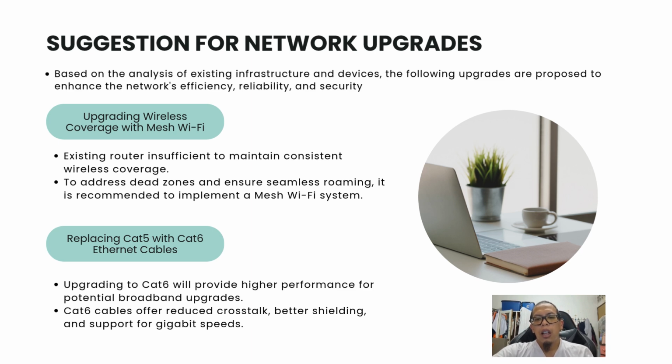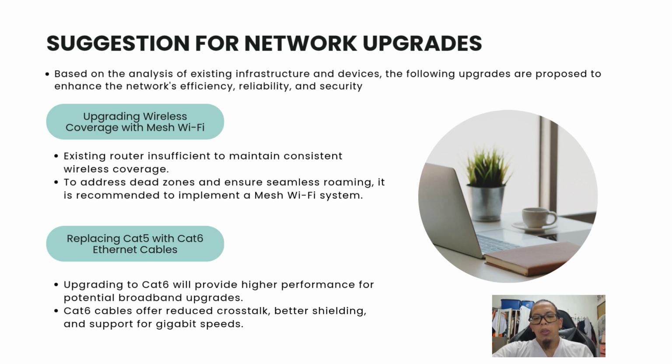So the first one is upgrading wireless coverage with mesh Wi-Fi. The existing router is insufficient to maintain consistent wireless coverage. This we already know when using the Wi-Fi from the second floor. It's very unstable and sometimes it drops and lags. So to address this dead zone and ensure seamless roaming, it is recommended to implement a mesh Wi-Fi system.